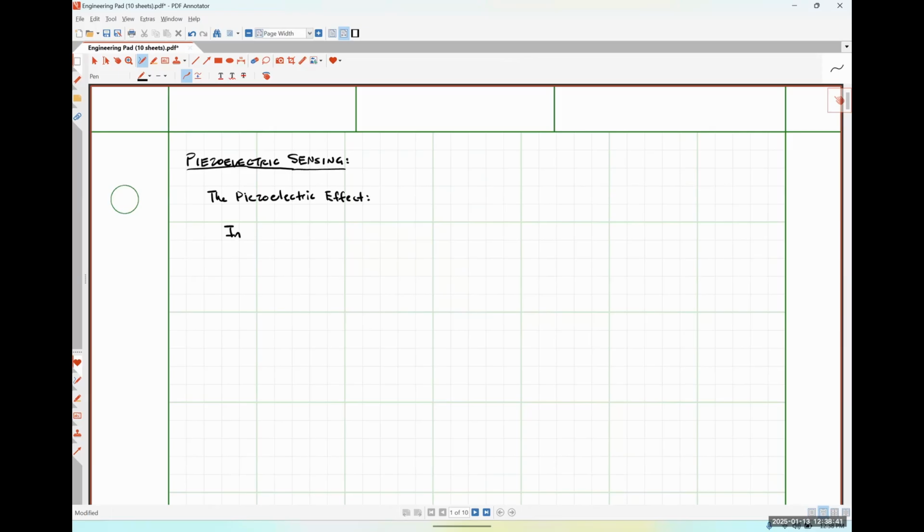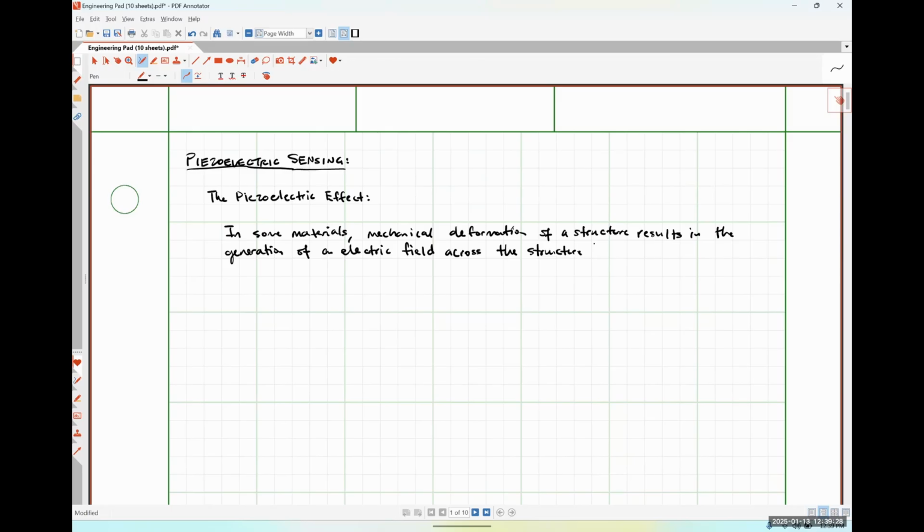So in some materials, mechanical deformation of a structure results in the generation of an electric field across the structure. And this is known as the direct effect of piezoelectricity.